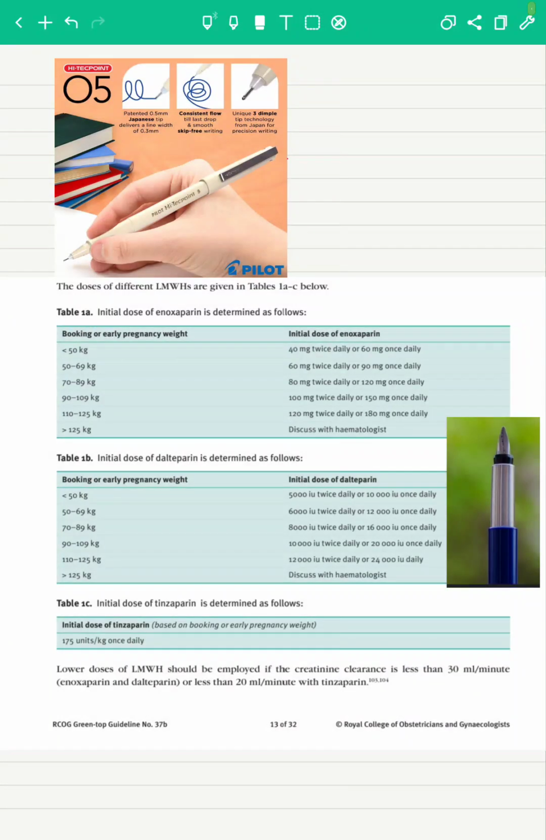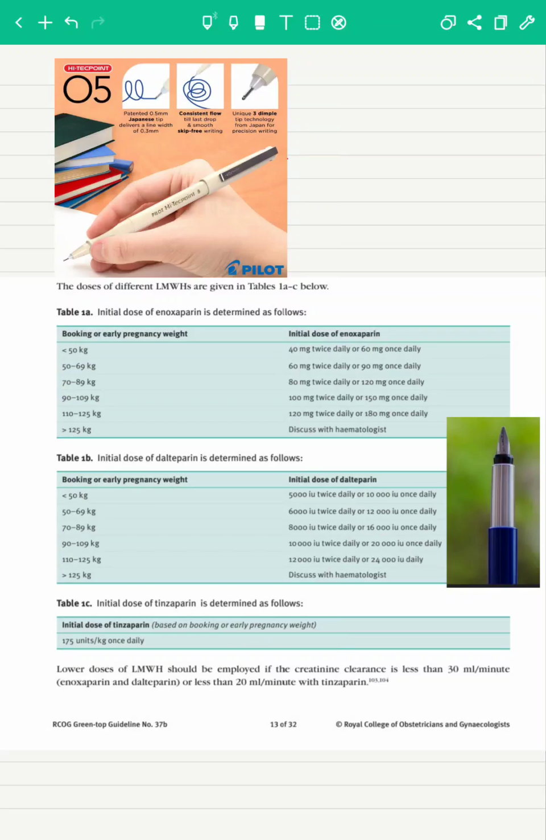To talk about the therapeutic doses of anticoagulants in patients who have developed thrombosis. So this is the table that we will be talking about from the Green Top guideline number 37B, and this deals with the doses of anticoagulants in a pregnant lady according to her weight.